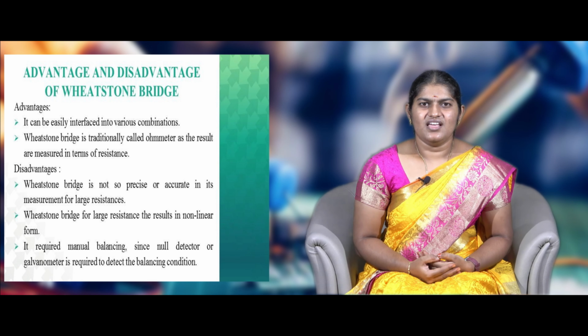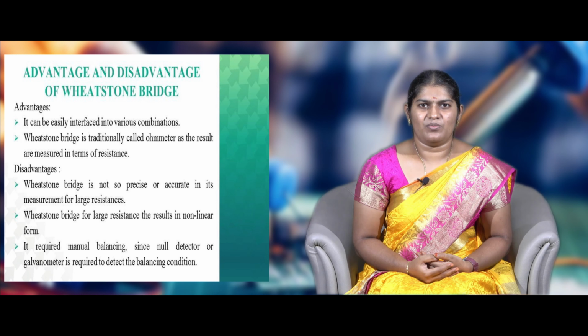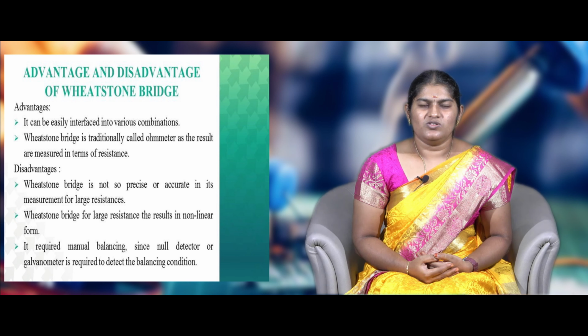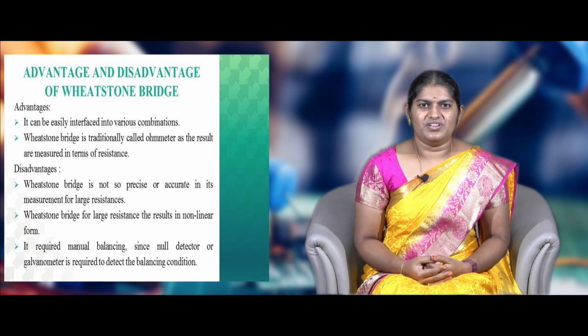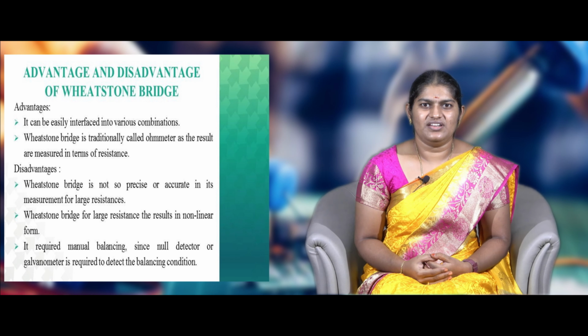Next, we are going to discuss advantages and disadvantages of the Wheatstone bridge. Advantage: it can be easily interfaced with various components. The Wheatstone bridge is also called an ohm meter. It is used to measure the value of resistance. Disadvantage: the Wheatstone bridge is not precise and accurate for the measurement of large values of resistance. For large values of resistance, it is in non-linear form. It is a manual detection. A null detector and galvanometer are required to detect the balance condition.